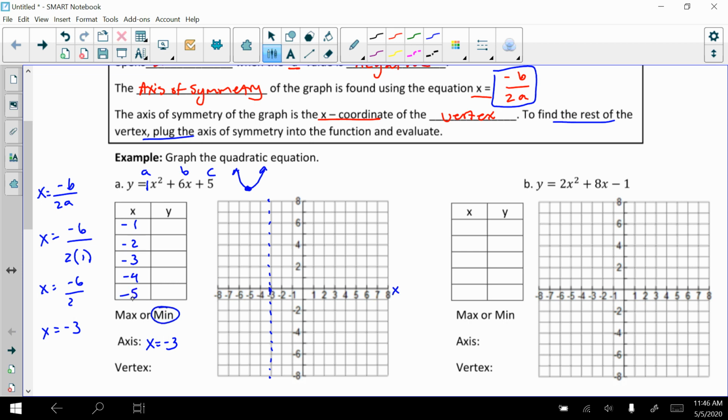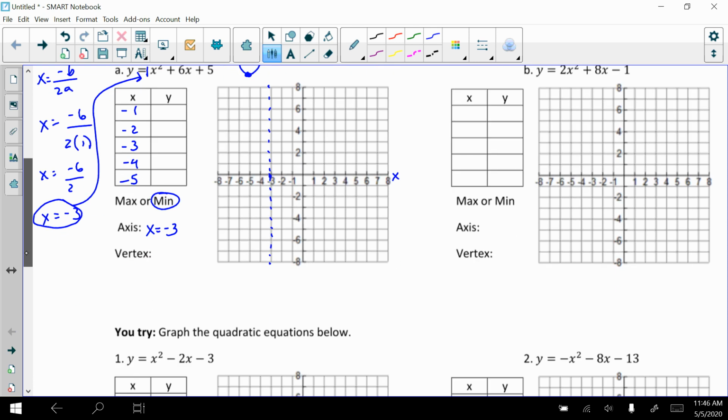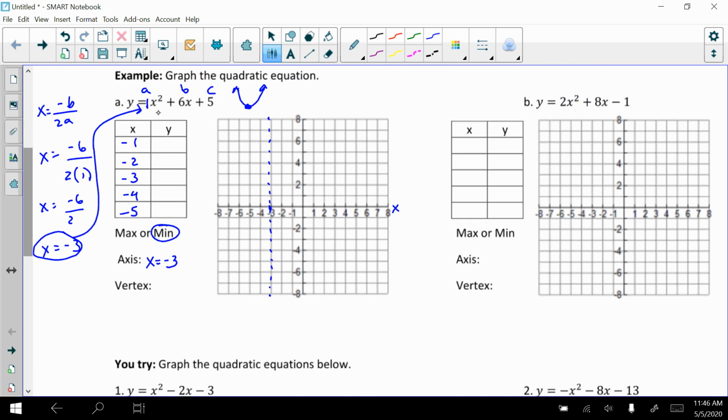Okay? So to find the vertex, remember the vertex is a point. It's somewhere on the axis of symmetry. I need a y-coordinate though. In order to find the y-coordinate, I'm going to take the axis of symmetry that I just found, negative 3, and plug that into my equation. So it's going to look like this. My equation is x squared plus 6x plus 5. I'm going to replace every x with a negative 3. So it's going to be negative 3 squared plus 6 times negative 3 plus 5.